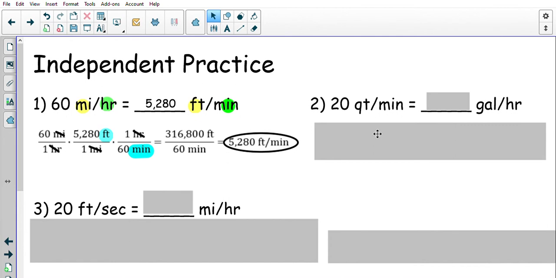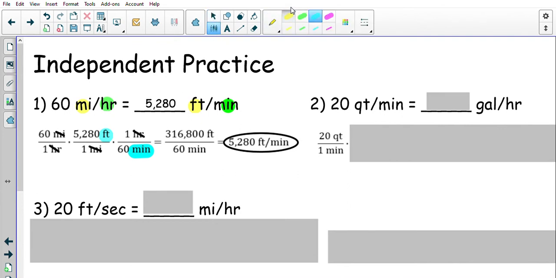All right, number 2, 20 quarts per minute, convert it to gallons per hour. Start by writing 20 quarts per 1 minute. And we need to convert quarts to gallons. There are 4 quarts in a gallon. I need 4 quarts on the bottom though, so we can cross these guys off, leaving me with gallons.